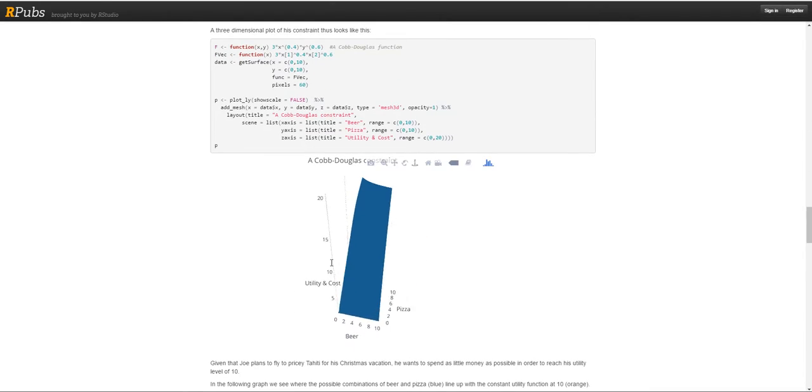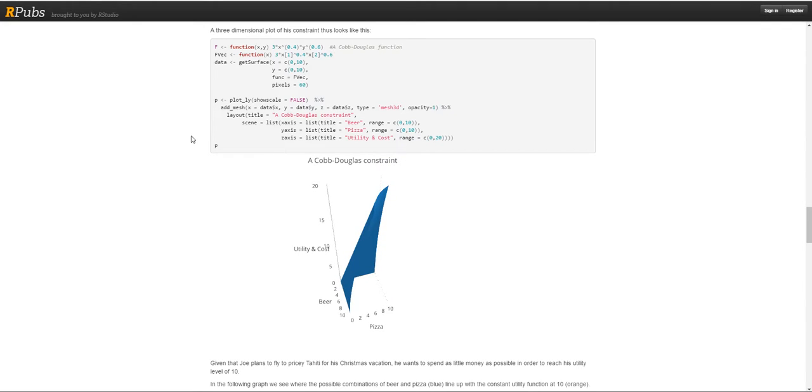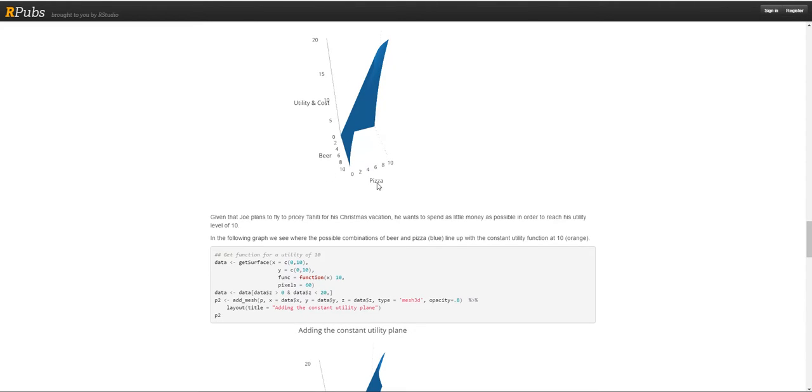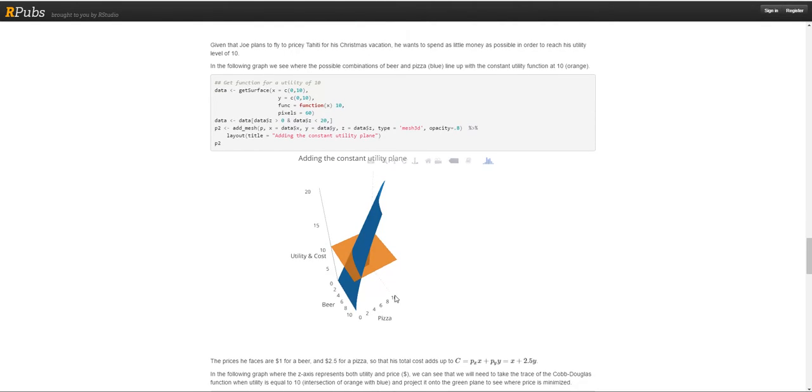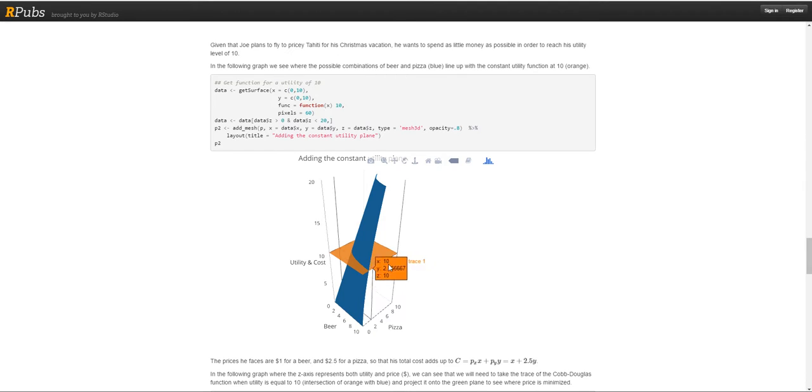So, just the Cobb-Douglas function has the graph that looks like this, again using the library Plotly. We have beer and pizza on the x and y axis and utility and cost on the z axis, respectively. So we add at z equals 10 the utility level that Joe wants to aim at and get the following orange plane.